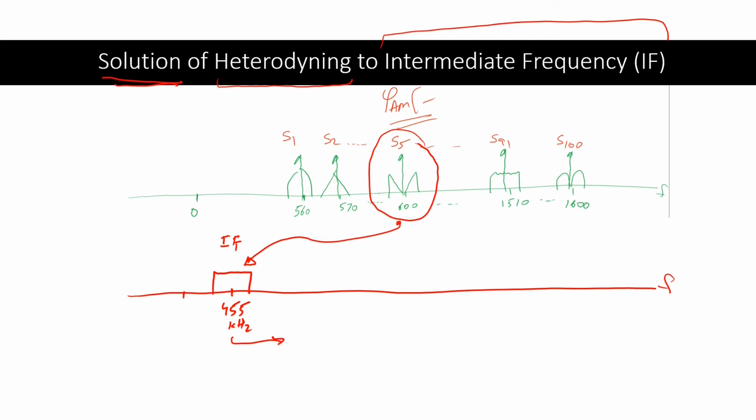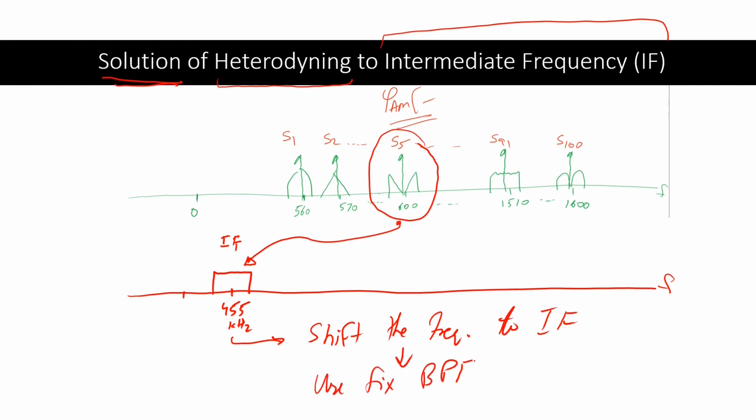So two stages: shift the frequency and then use a fixed band pass filter with low Q. Since it is at 455, the Q factor would be less than at 600 over here. And when we shift this, we can reject the other station and hence we can tune into the desired station.